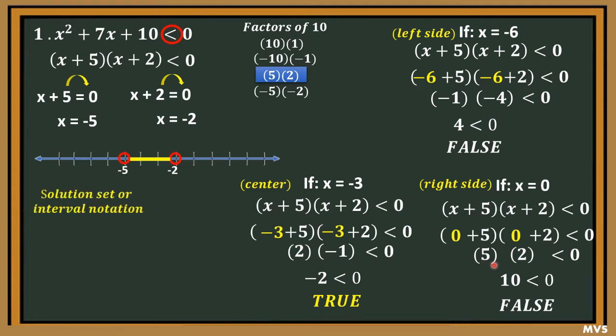Let's go to the solution set or interval notation. Since we used here hollow dot, it means that we're going to use parentheses.